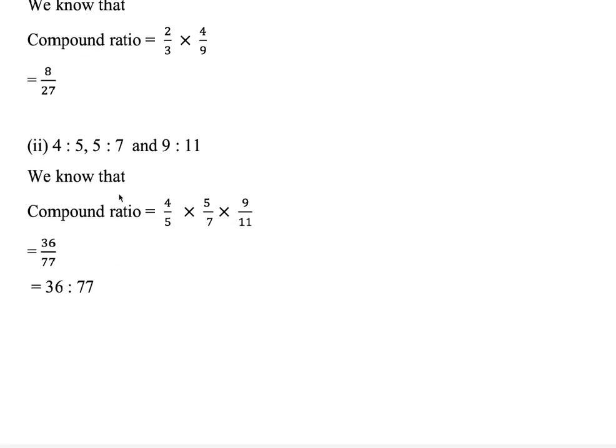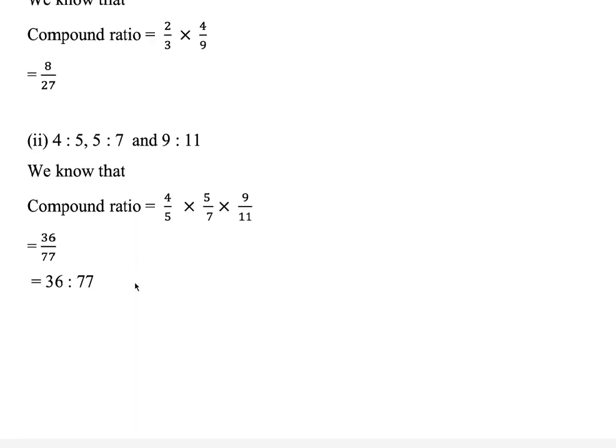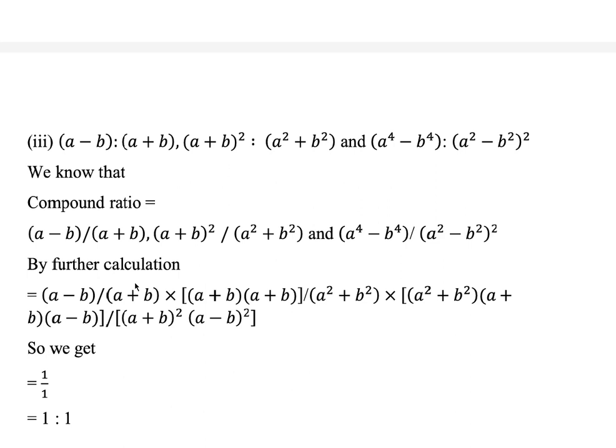Come to the second problem. 4:5, 5:7, 9:11. Just multiply. 4 into 5 into 9 divided by 5 into 7 into 11. One thing that you can do, here 5 strike off. If there are any opportunities to reduce the figure, ratio means always in the lowest denominations. So always you have to reduce the figure.